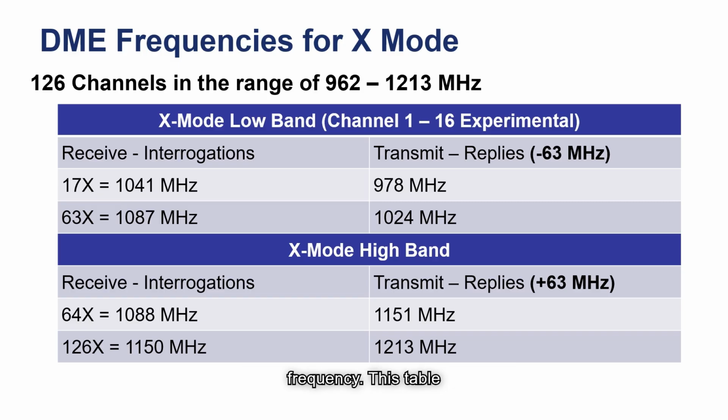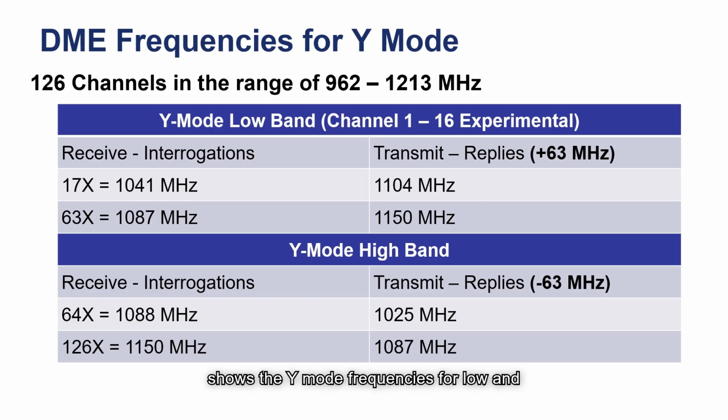the received frequency. This table shows the Y mode frequencies for low and high band. Notice though that the low band transmits at 63 MHz higher than the received frequency and that the high band is now 63 MHz lower than the received frequency, which is the opposite to X mode.